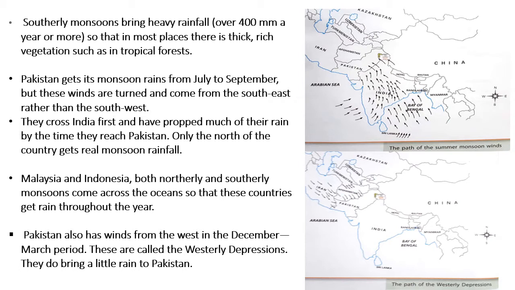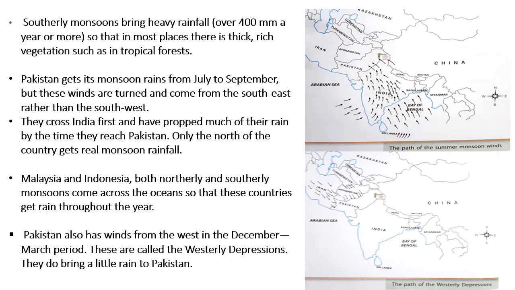In Malaysia and Indonesia, both northerly and southerly monsoons come across the ocean, so these countries get rain throughout the year. Malaysia and Indonesia both have northerly and southerly monsoons, and they are near the ocean. That is why they get rain all year.